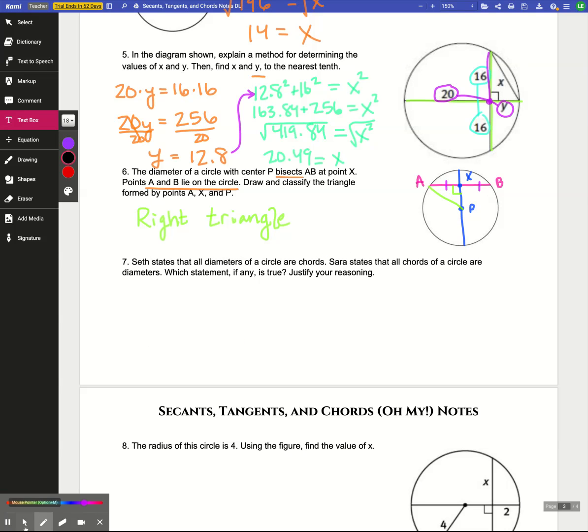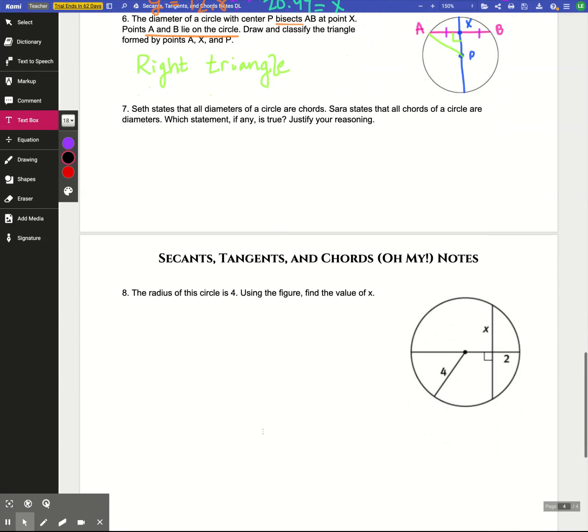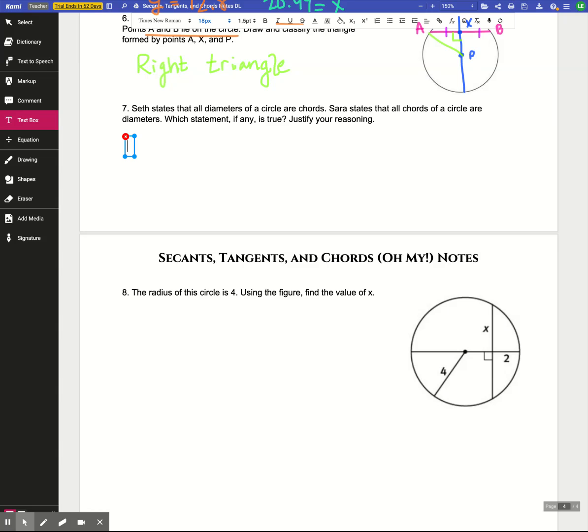All right, so let's really quickly look at the last two here. Number 7 is more of a definition type question, essentially, who's right? I have one person, Seth, that says that all diameters are chords. Then I have someone else named Sarah that says all chords are diameters. So the question is, which of those statements, if any, are true?